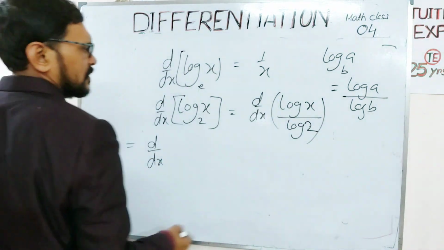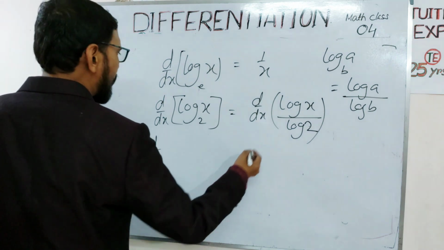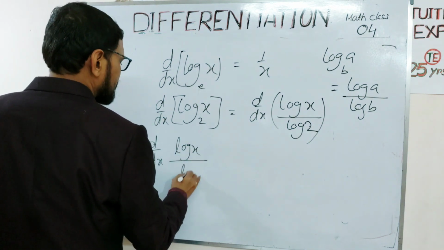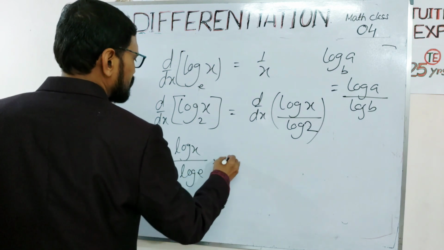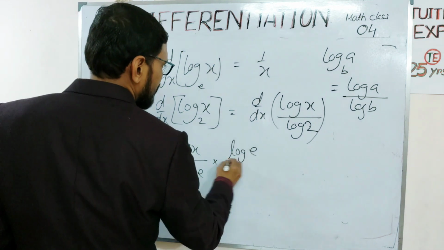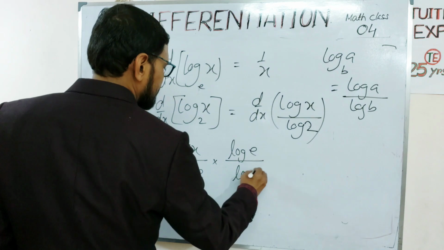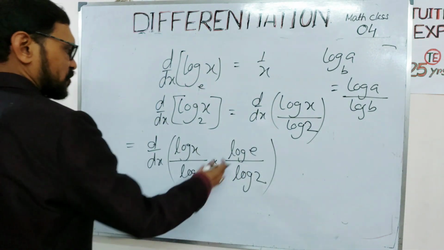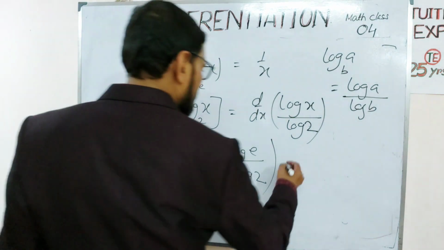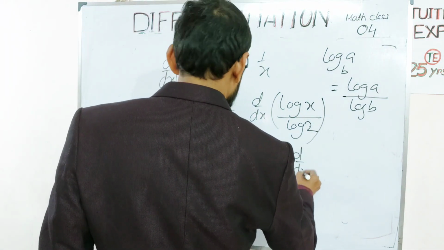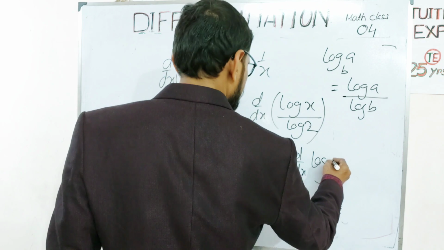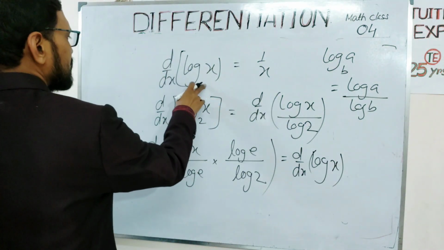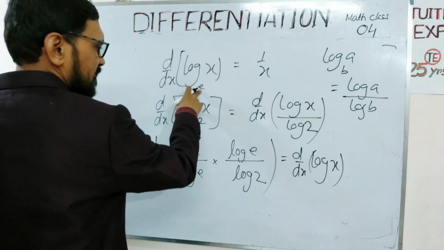Now log x by log e into log e by log 2. We have to multiply this, we have to adjust in this way. Now this becomes log x, only log x, because e is not mentioned. The formula here is log x base e.